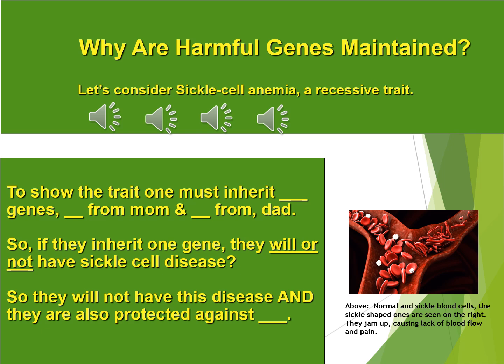So let's see how you did. To show the trait of sickle cell anemia, one must inherit two recessive genes, one from mom and one from dad. So if they inherit one gene, will they or will they not have the characteristic, that is the sickle cell disease itself? The answer would be no. They have the gene for it, but it won't be expressed. So they will not have sickle cell.